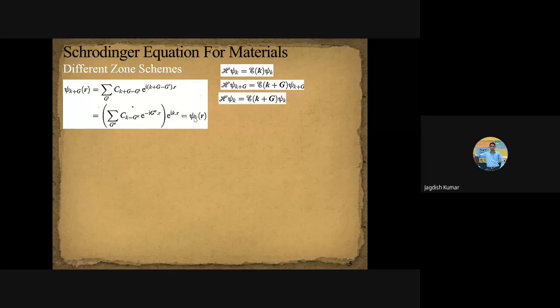Suppose r plus A, where A is the periodicity. Then after each value A, things will repeat, like atoms will repeat, or you can say the electron density will repeat. But the wave function is not periodic. The wave function doesn't have the same periodicity as A. That's the main point here.